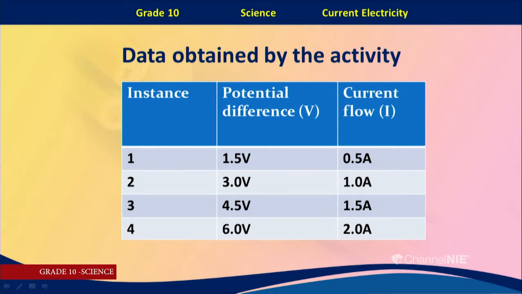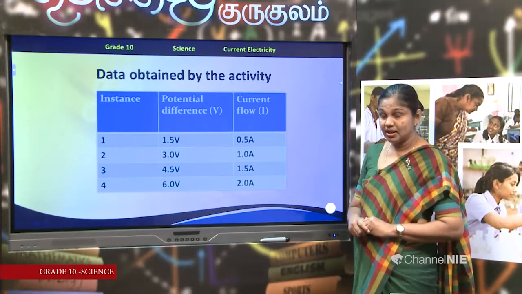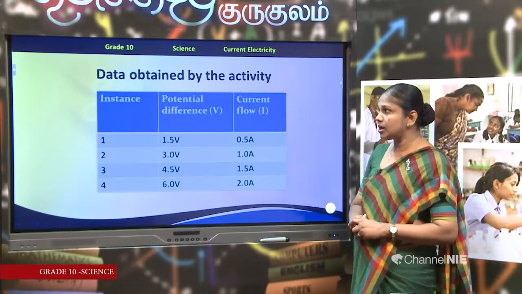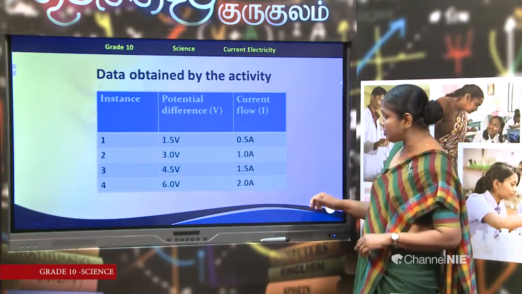Suppose in the first instance we recorded the voltmeter reading as 1.5 V and current flow as 0.5 ampere. And in the second instance, we recorded the potential difference as 3 volt and current flow 1 ampere. And in the third case, 4.5 volt, 1.5 ampere. And in the fourth case, 6 volt and 2 amperes. Children, why do we collect data like this? To draw a graph based on potential difference and the current flow.